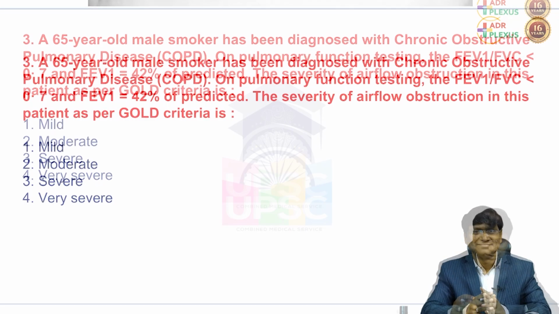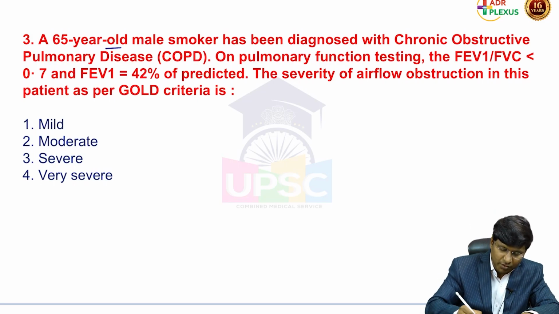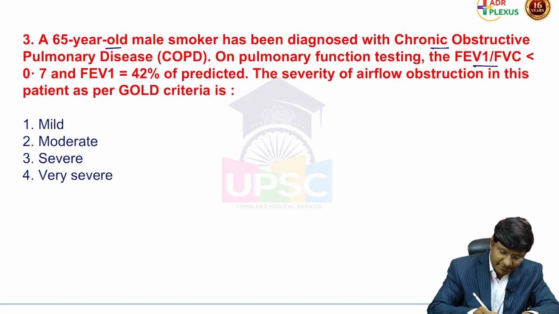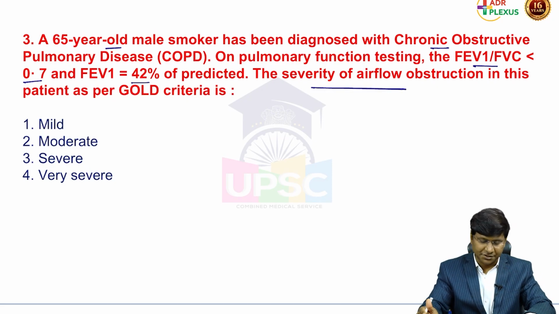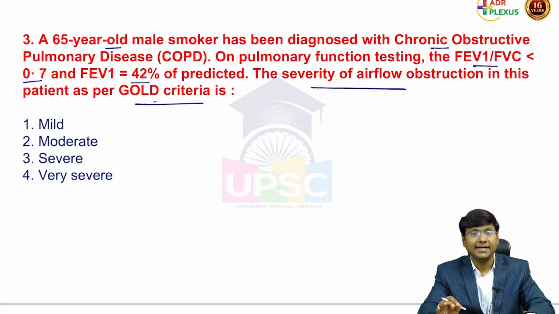So the next question in pulmonology is: a 65-year-old male smoker has been diagnosed with COPD. On pulmonary function testing, the FEV1 by FVC is less than 0.7 and FEV1 is 42% of the predicted value. The severity of the airflow obstruction in this patient as per the GOLD criteria is mild, moderate, severe, or very severe.